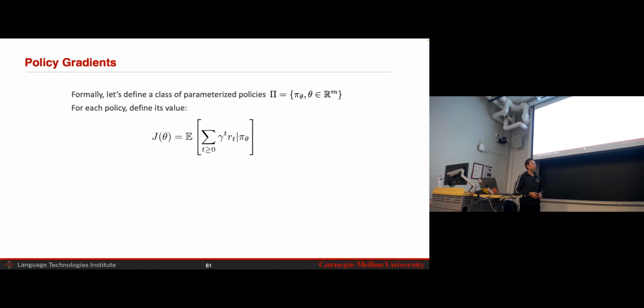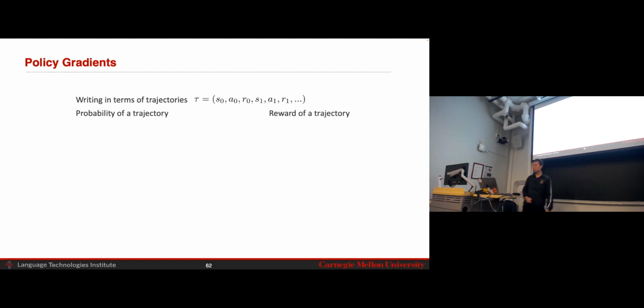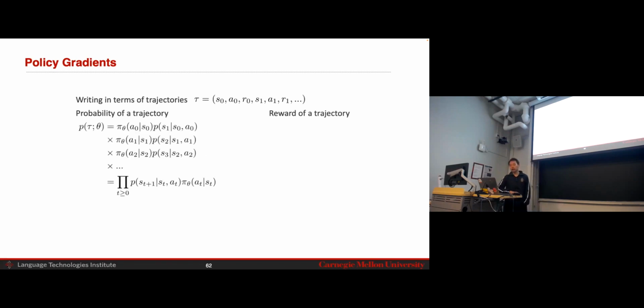So I'm just going to generally define a class of policies, pi, with some parameters theta. And for each of these policies, we're going to define the value, right? The value should be the expected long-term reward from following that policy, right? Not just the current step, but discounted rewards all the way into the future.